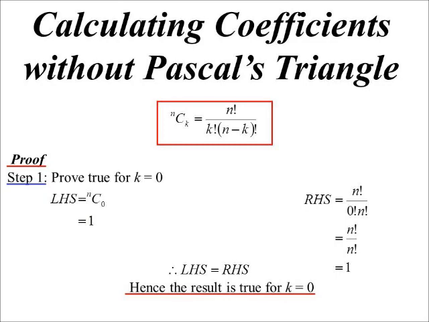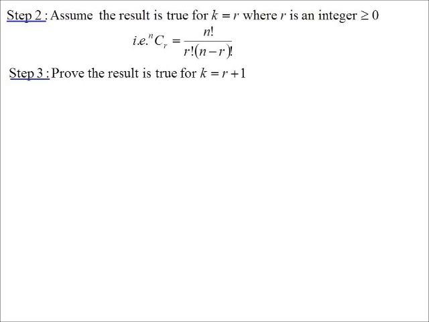I'm now going to assume the result is true for k equals r, where r is some integer. In other words, I'm going to assume that nCr is in fact n factorial on r factorial, n minus r factorial. We now want to prove it's true for k equals r plus 1. So we're going to prove that nC(r+1) is n factorial on (r+1) factorial, (n minus r minus 1) factorial.